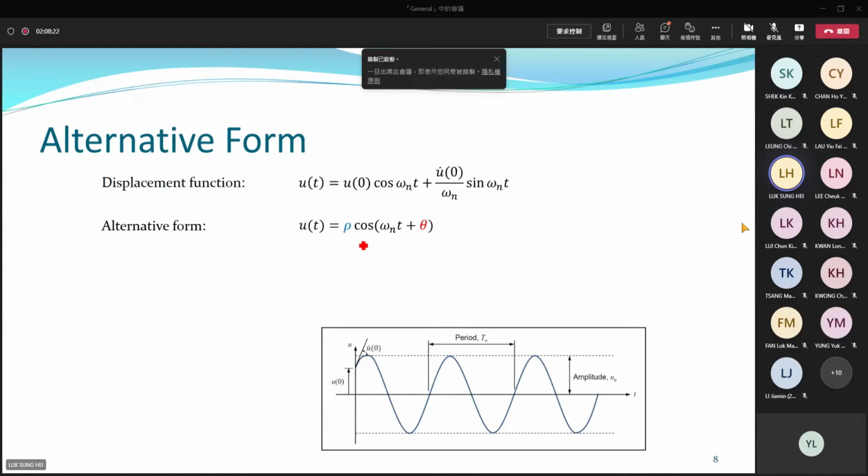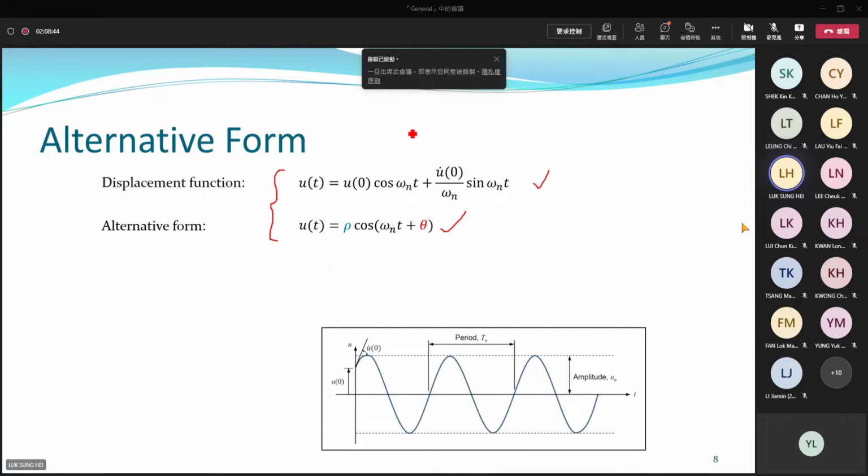Anyway, they describe the same problem. If I ask you, hey, what is the displacement function for a free vibration system without damping, then you can simply put down any one of them. You may use the original one, or you may use the alternative form. They are both correct. It depends on which one you prefer.